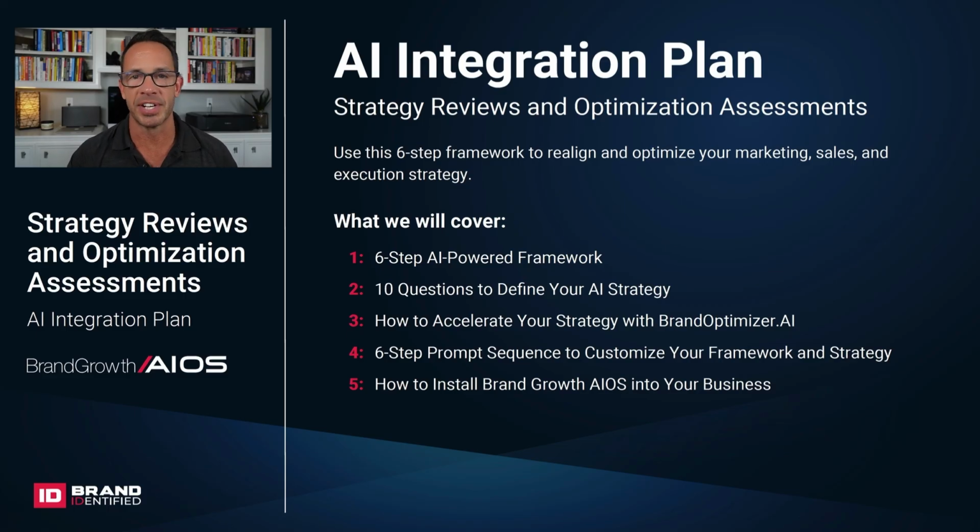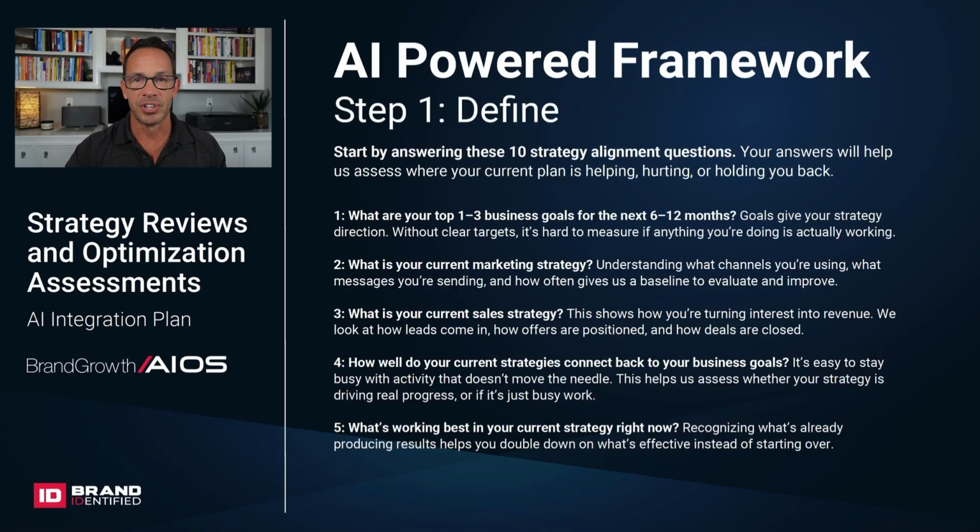So this is what we'll cover today. First off, we're going to go over that 6-step AI-powered framework. Then I'm going to help you answer the 10 questions that you must answer to define your AI strategy. Then I'll show you how to accelerate your strategy using the custom GPT BrandOptimizer.ai. Then I will walk you through a 6-step AI prompt sequence to customize your framework and your strategy specifically for your business, also using that custom GPT BrandOptimizer.ai. And then finally, I will show you how to install Brand Growth AIOS into your business. So let's jump in and get started.